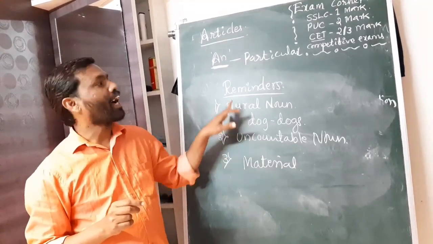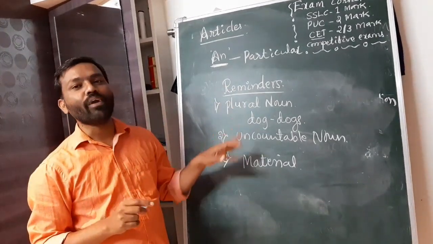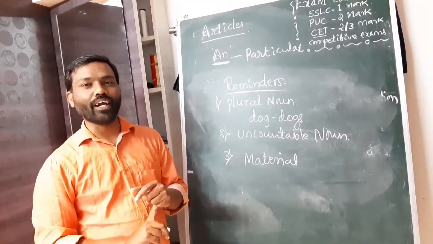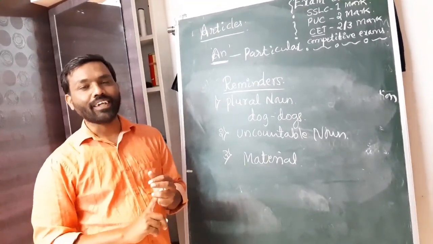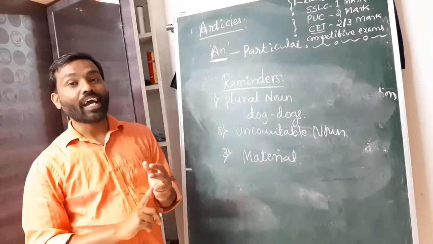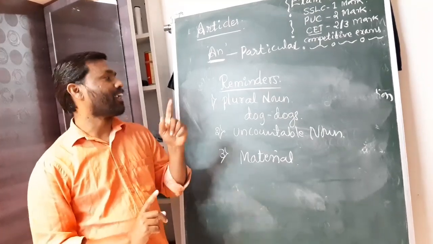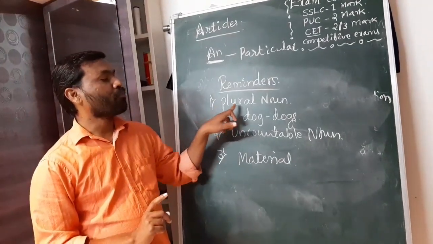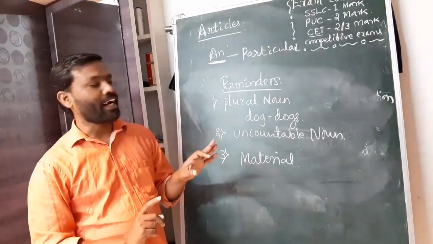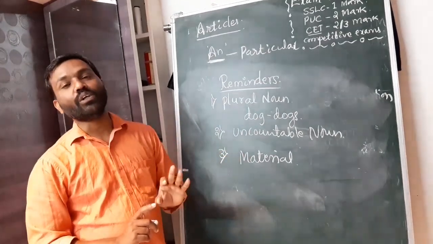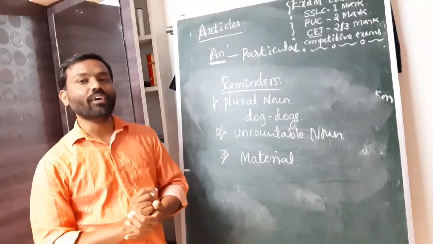So once again I am revising here. When we are using the article an, the first and foremost rule is related to vowel sound, the second is related to acronyms, and the third one is related to silent letters. And the reminders are: wherever a plural noun is there, don't use any article. Where uncountable nouns and material nouns are there, don't use any article before the words.